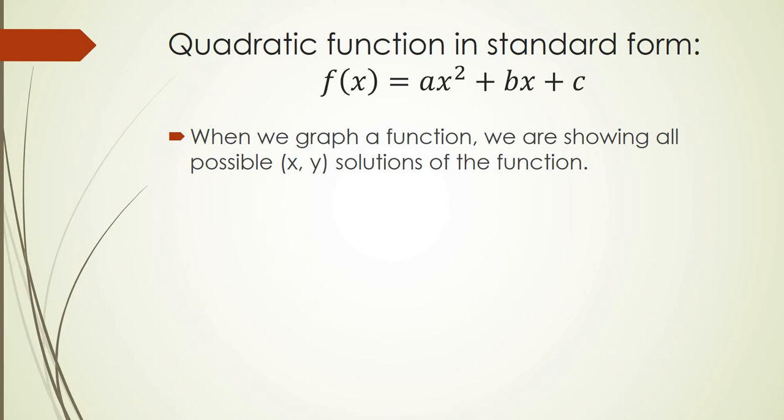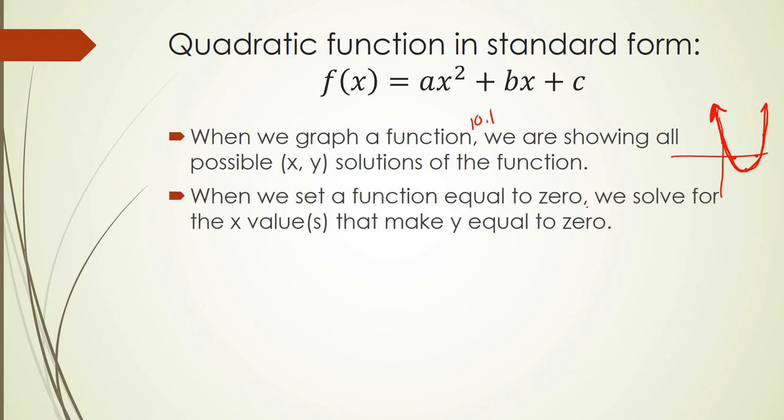First of all, when we graph a function like we did in section 10.1, we're showing all the possible x, y solutions of the function. So we set up a table and we get maybe 5 different values, but as soon as we draw the curve through those points, we're showing every single possible x, y solution that would make this statement true.